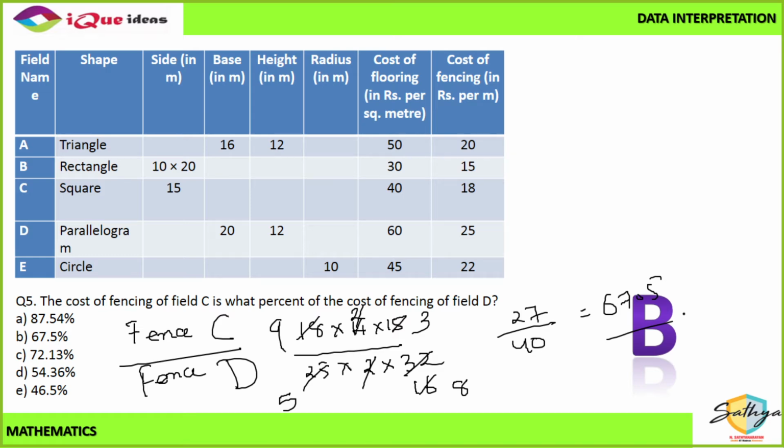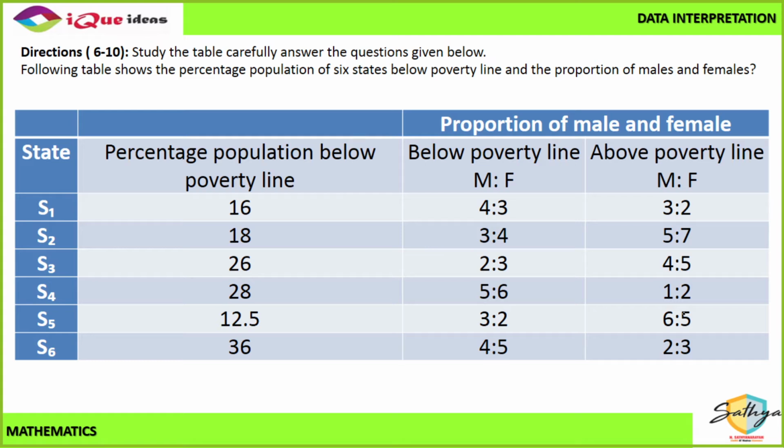Chalo, let's move on to the next type of example, next set of data interpretation. Now read this data. This table shows the percentage population of 6 states which are below poverty line and the proportion of males and females in them. So for example, in state 1, there are 16% of the people who live below poverty line.